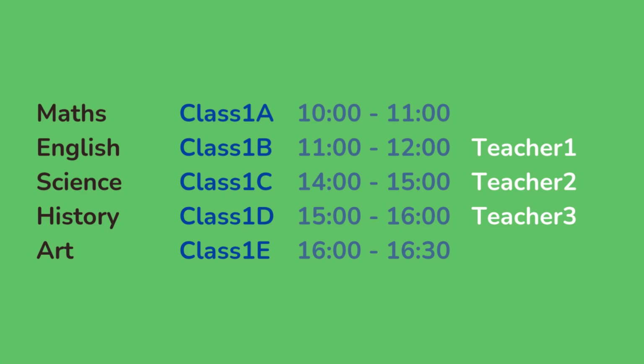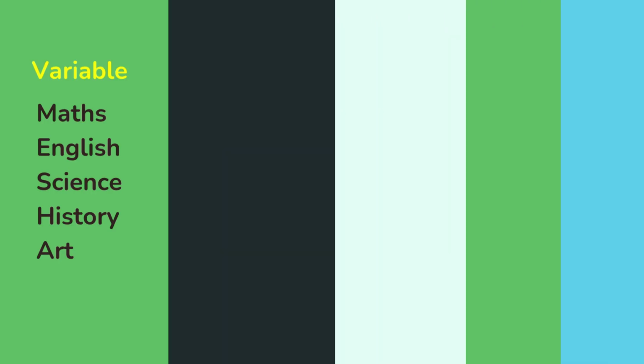To solve this, each subject becomes a variable. The values are the pairs of time slots and classrooms. The constraints are things like no overlapping times in the same room, each teacher only teaching one class at a time, and so on. A CSP solver will try combinations of these assignments, prune invalid options, and eventually return a valid schedule that satisfies all the constraints, or report that no such schedule is possible.